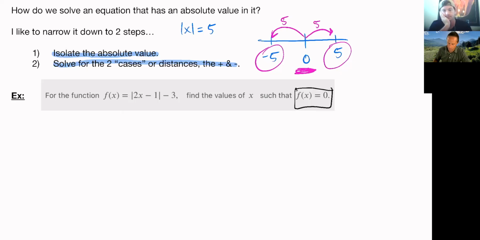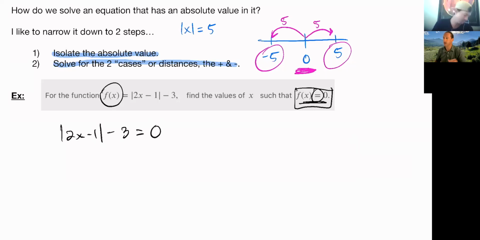Zero. So I'm literally going to replace this with what they're telling me it's equivalent to. So I will take the absolute value of 2x minus 1 minus 3 and set it equal, instead of f of x, to 0. So help me out, gang. What's the first step?